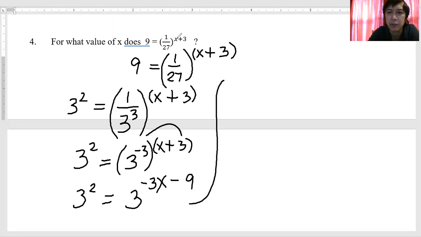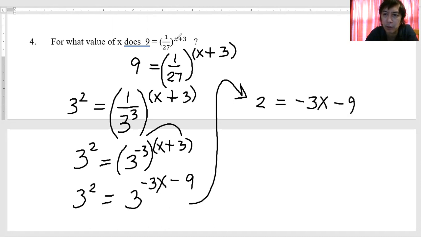Okay, so continuing over here. All right, we can now drop the bases 3. We will just have the exponents equal. We will equate the exponents now. So we have 2, and this is equal to negative 3x minus 9. There. Okay, so we will isolate the x term now by removing the minus 9.